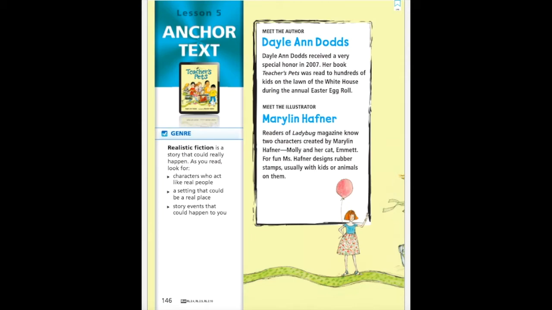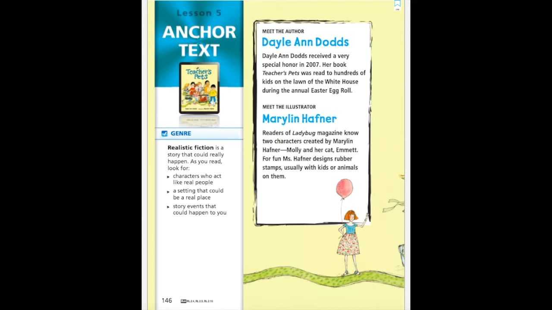On Monday, I introduced our anchor text, Teacher's Pets. We talked about the genre, we met the author, the illustrator, and today I'm going to ask some questions while thinking through the text. And while I ask the questions, I want you to think about the answers in your head, maybe answer out loud to yourself. This is going to help us fill out our story map throughout the week and next week as well, because our target skill of the week is to think about the story structure.